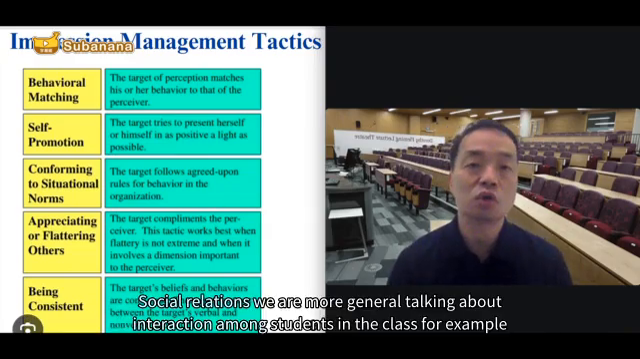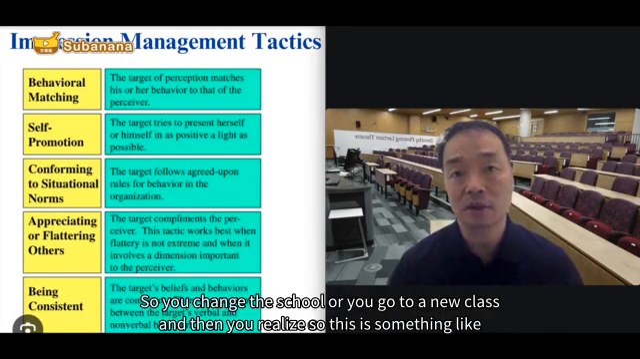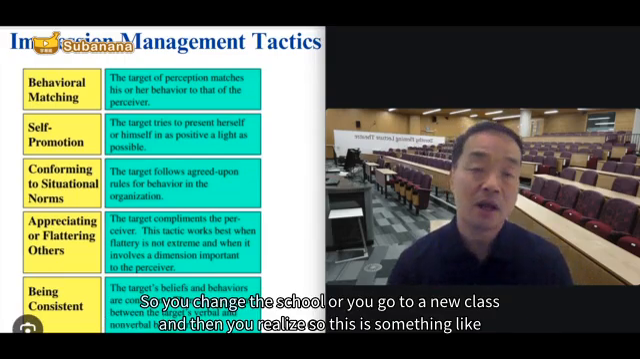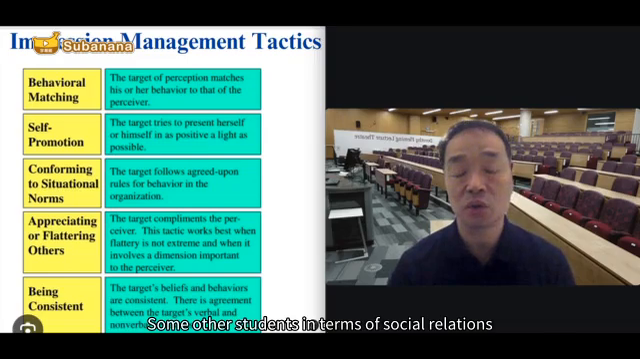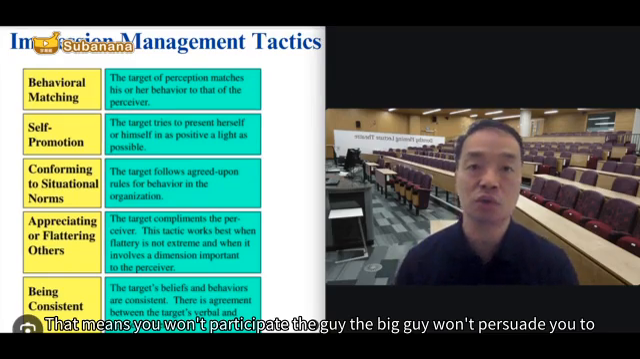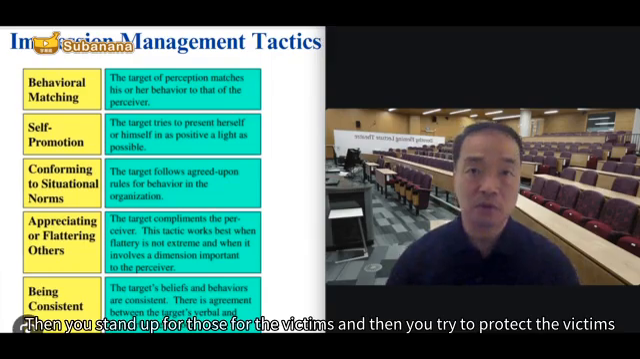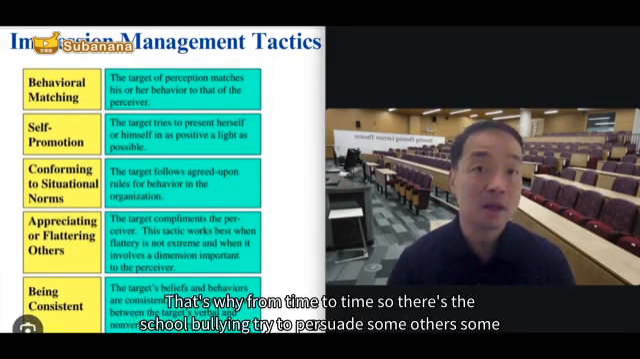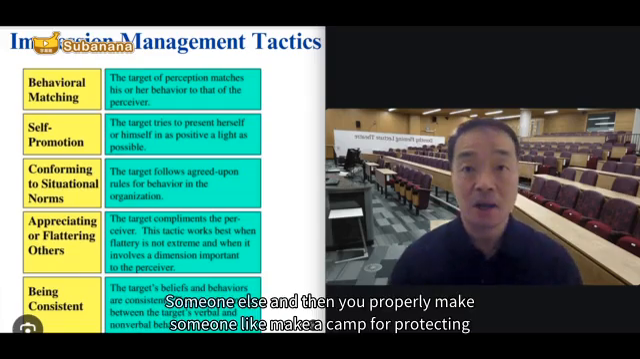But what about social relation? With social relation, we are talking more generally about the interaction among students in the class. Whether you are new or not doesn't matter. You change school or go to a new class, and you realize there is school bullying, or a big guy bullying other students. In terms of social relation, you won't participate and the big guy won't persuade you to bully. But from time to time, because you look good, you stand up for the victims and try to protect them. The school bully tries to persuade others, and you probably make a camp for protecting victims.